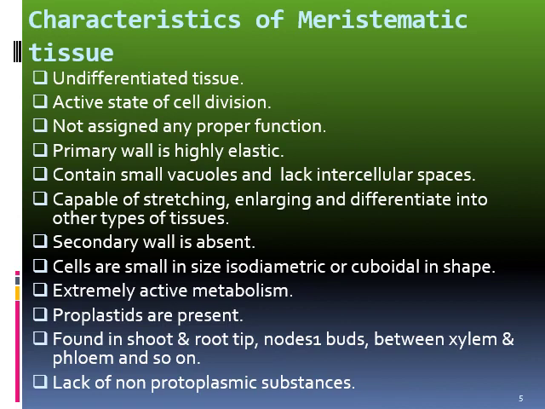Here we have the characteristics of meristematic tissue. Firstly, it is an undifferentiated tissue. Cell cycle of a meristem is continuous due to the active state of cell division. The meristematic tissue are composed of immature cells which have not been assigned any proper function. These tissue possess only a primary cell wall which is thin, highly elastic or flexible in nature, and this wall is composed of cellulose. Secondary cell wall is not seen in these tissue.